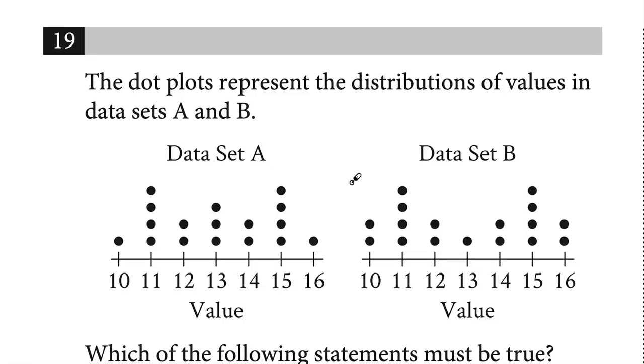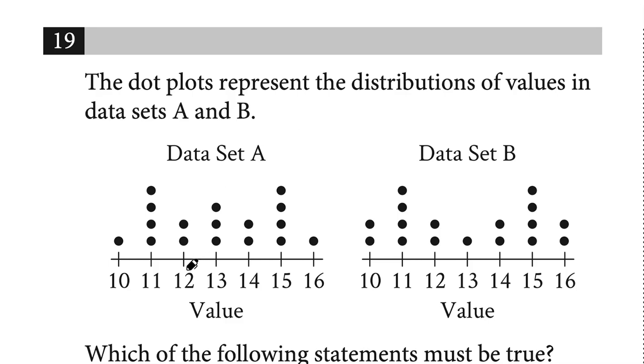Question number 19. The dot plots represent the distribution of values in dataset A and dataset B. Okay, this question is very interesting. The data given is very interesting. And if we analyze the data in the beginning itself, some of the questions are quite obvious without picking up the pen, without applying any formula.